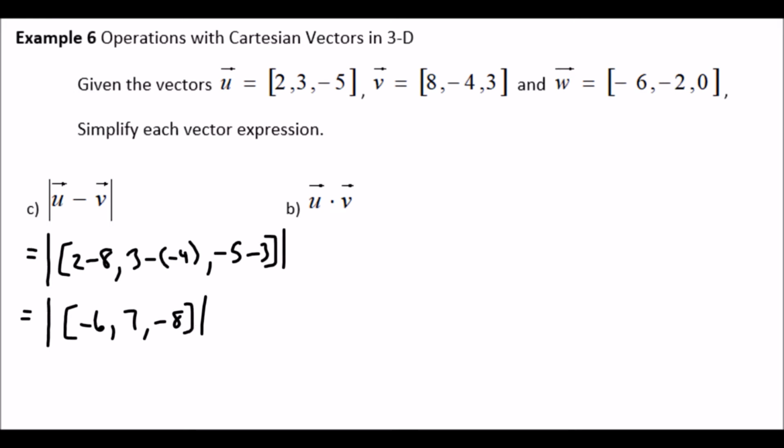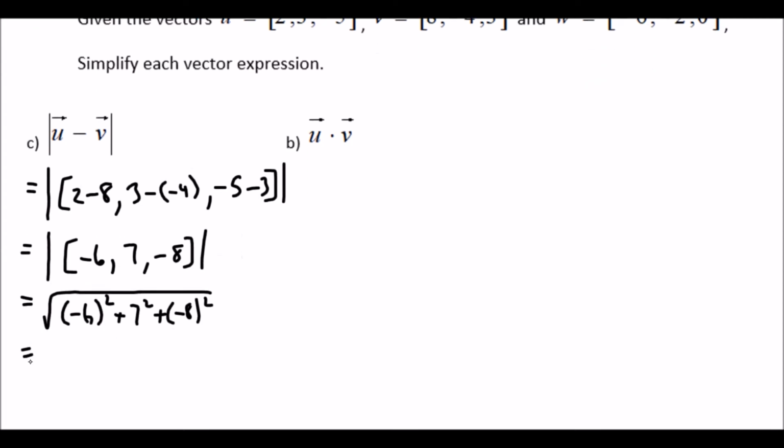So I can square and add now, square and sum. So I'm going to have negative 6 squared plus 7 squared plus negative 8 squared. And this will give me 36 plus 49 plus 64, which will give me a total of, I need to find my calculator. Here it is, 149, the square root of 149.